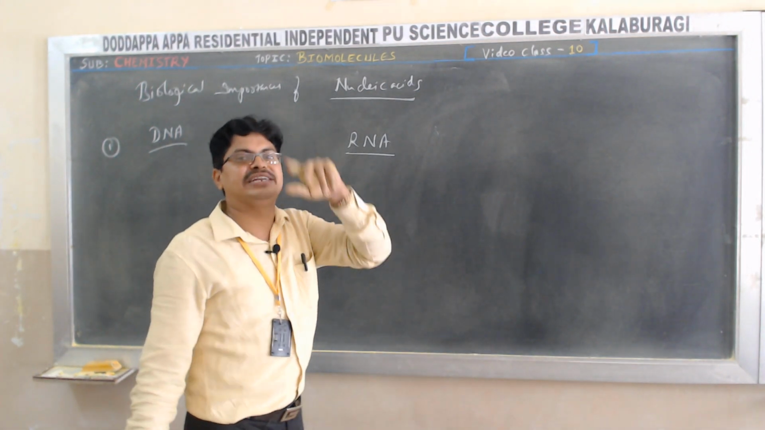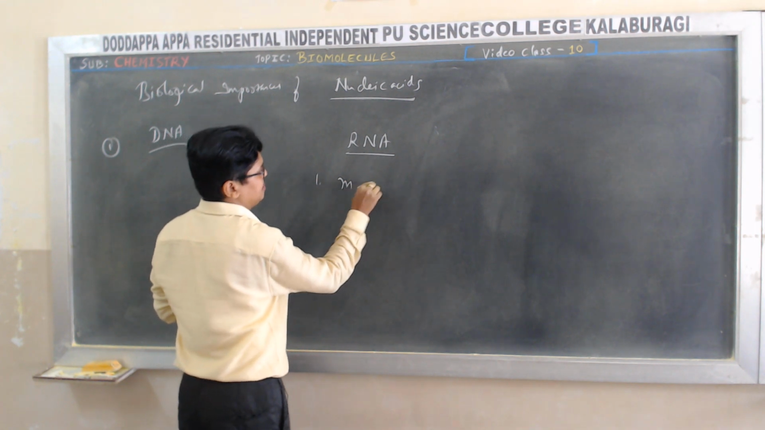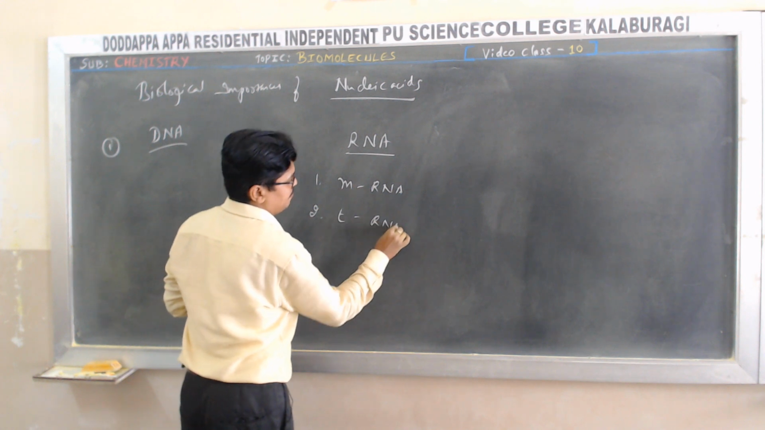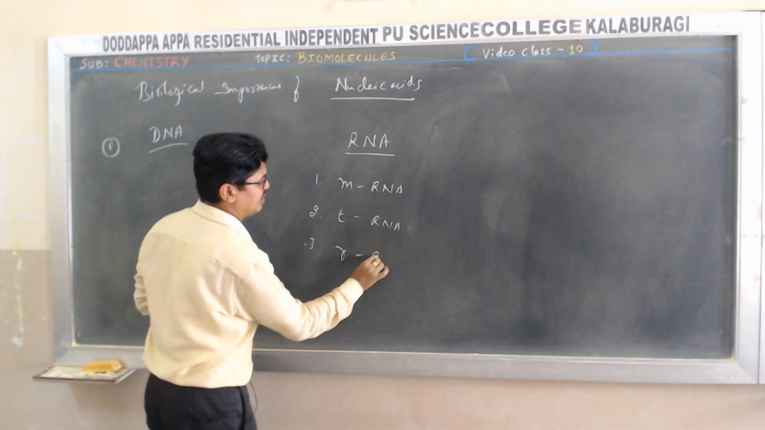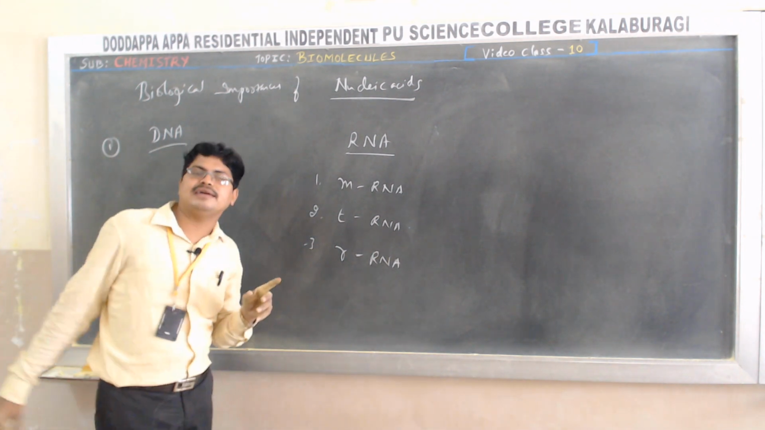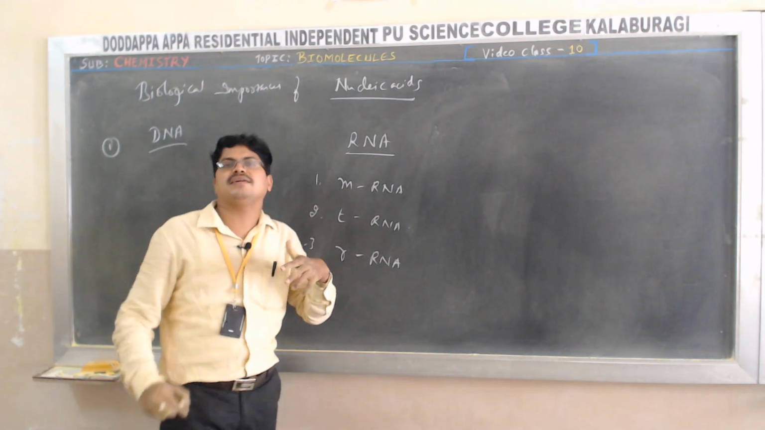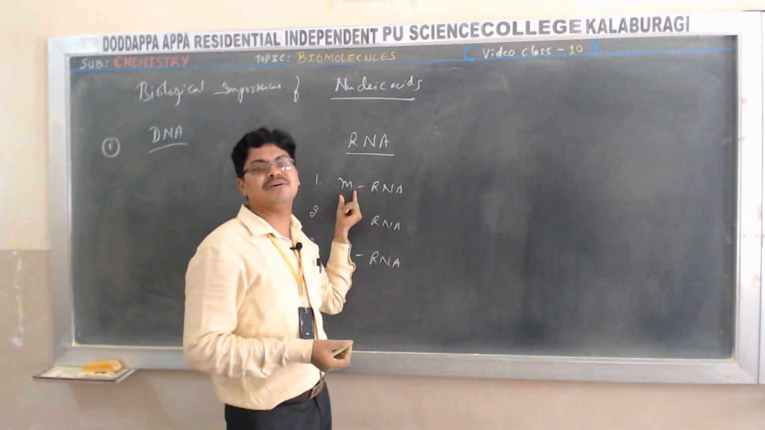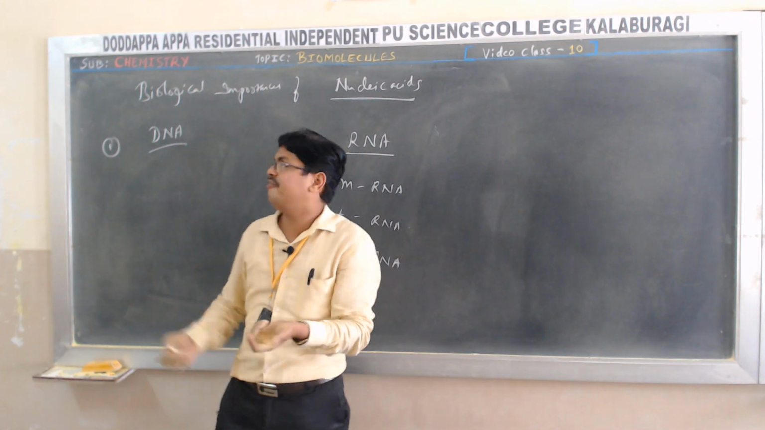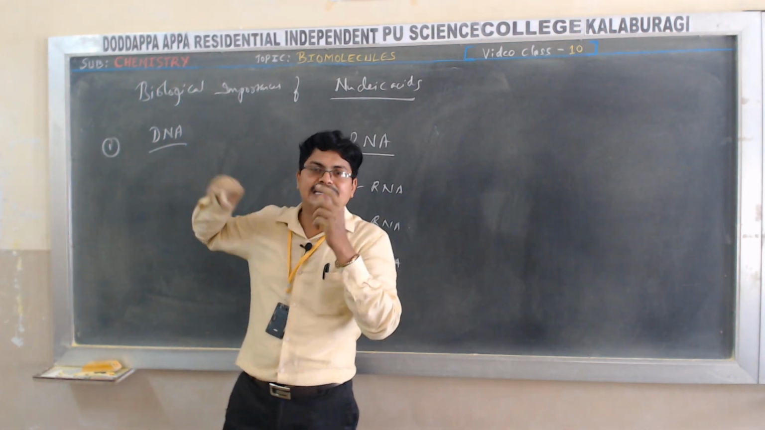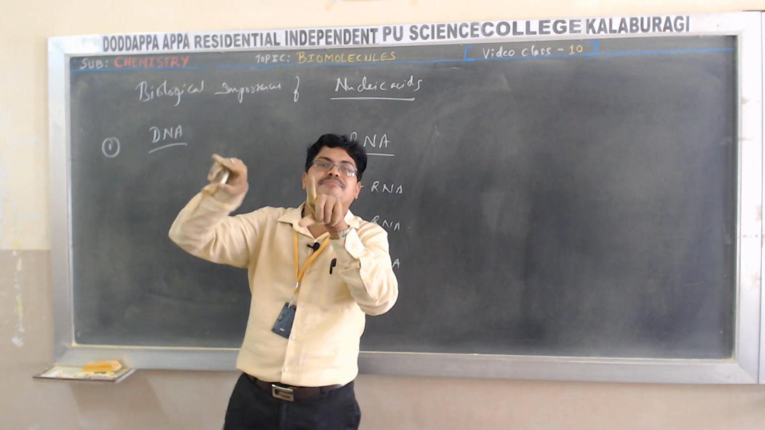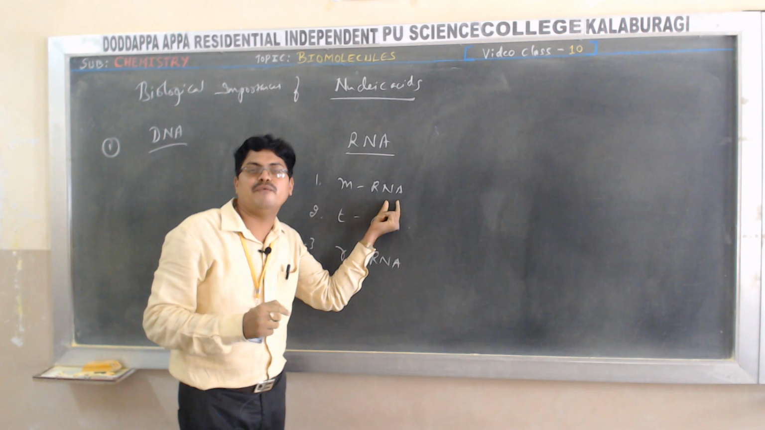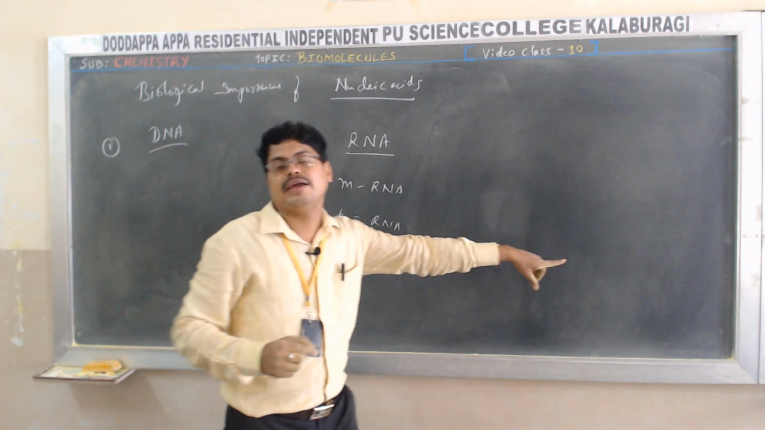But remember, three types of RNA are there. One is messenger RNA, transfer RNA, and ribosomal RNA. These three RNAs together help in protein synthesis, especially messenger RNA. Messenger RNA carries the message of DNA. DNA is the master molecule which gives a message. That message is carried by messenger RNA to a protein site.